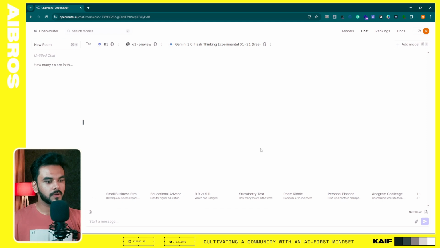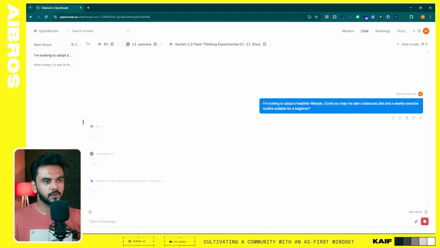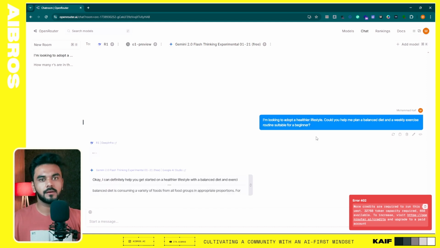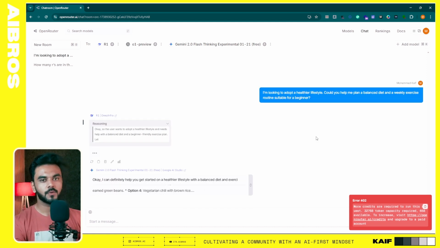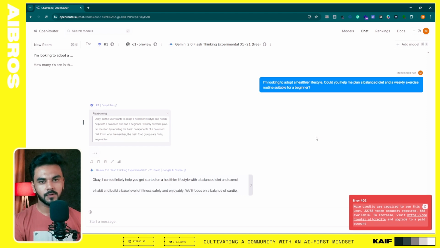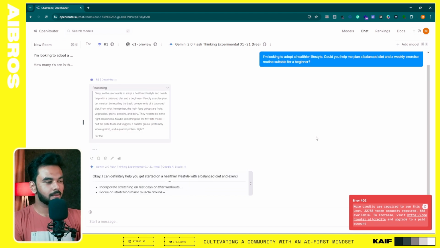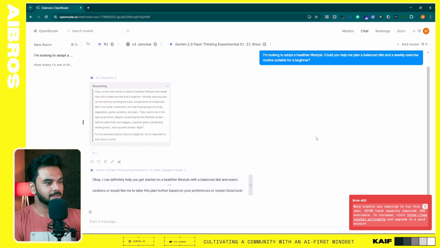Now if we go into a new room, we can test out another problem. Let's say healthy lifestyle. I'm looking to adopt a healthier lifestyle. Could you help me plan a balanced diet and a weekly exercise routine suitable for a beginner? Okay, that's quite a question which many of us want an answer to. So both the models are thinking about this, and let's wait for the answers.